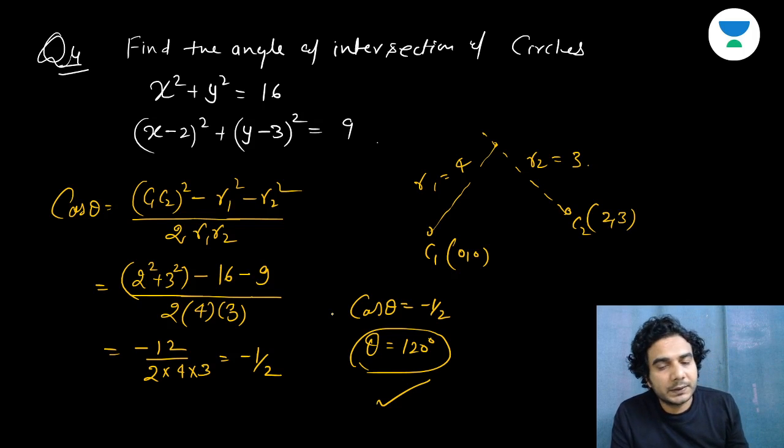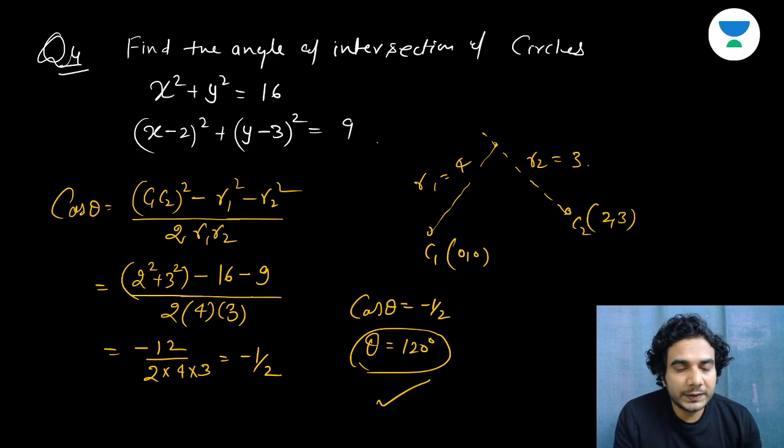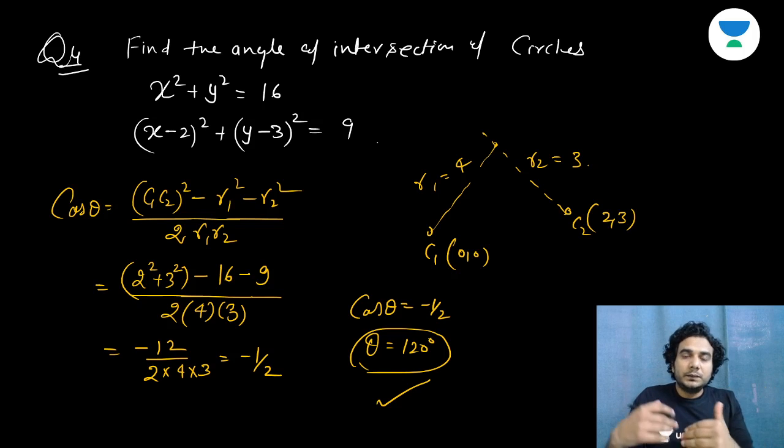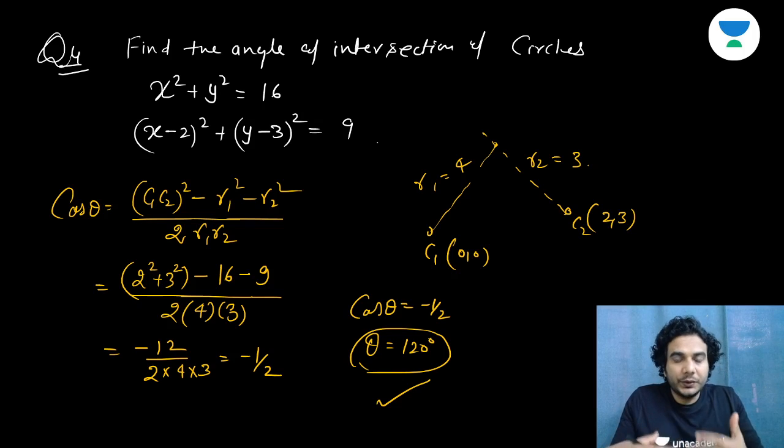Obtuse angle is 120 and acute angle is 60 degree, because this angle is nothing but the angle between their tangents, and angle between two lines is theta or 180 minus theta. Okay, so using that you can say 120 degree or 60 degree. All right, so I hope now it is clear.